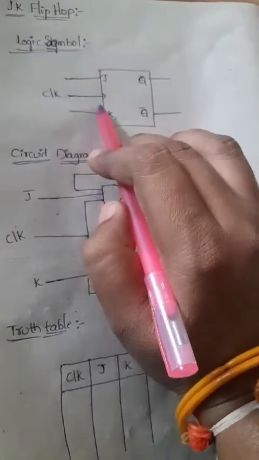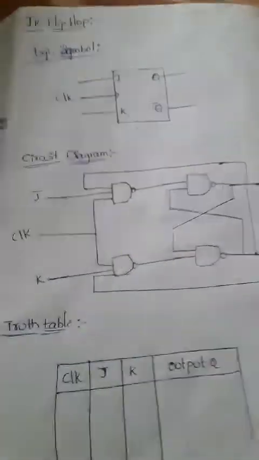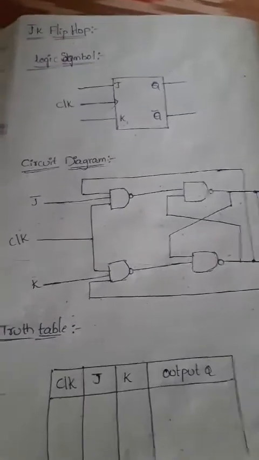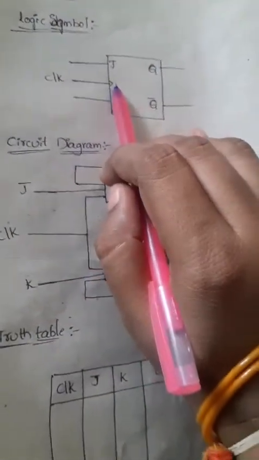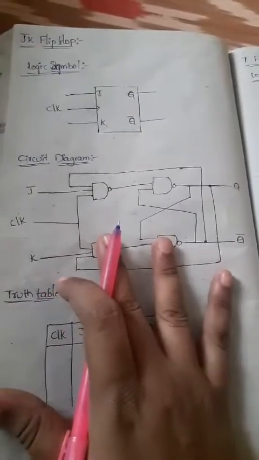And one more clock input we have to connect for each and every flip-flop, right? With the help of the clock only every flip-flop can work, right? That means if the clock signal is in enabled position then only the circuit will be enabled. That means inputs and outputs are enabled. Okay, so here this is the circuit diagram for the JK flip-flop.